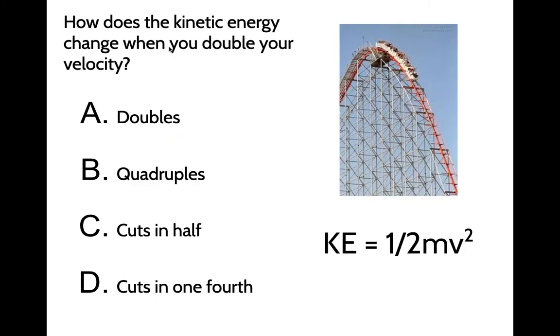How does the kinetic energy change when you double your velocity? Now, be careful with this one, and I have the equation here, 1/2 mv squared. This one's a little tricky. The correct answer is actually it quadruples, and here's why. If I take v and make it from 1 to 2, 1 squared is 1, 2 squared is 4. So that's 4 times, that quadruples what it originally was. If I double the mass, it only doubles the kinetic energy, but if I double the velocity, it actually quadruples it.